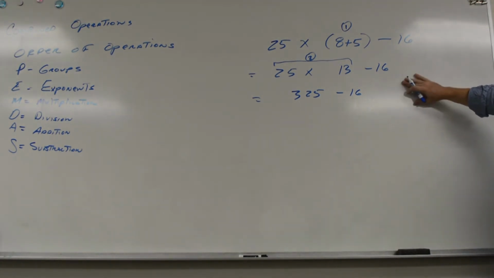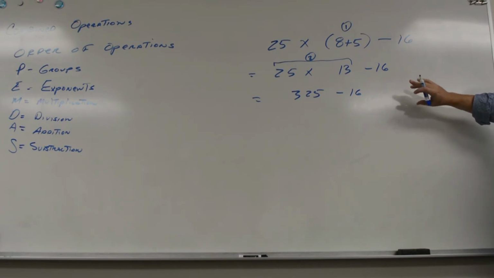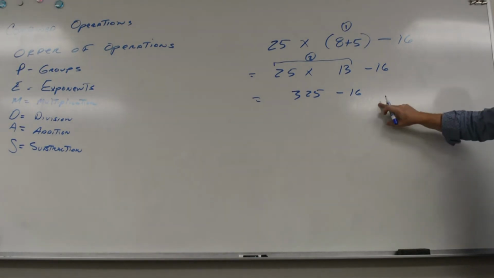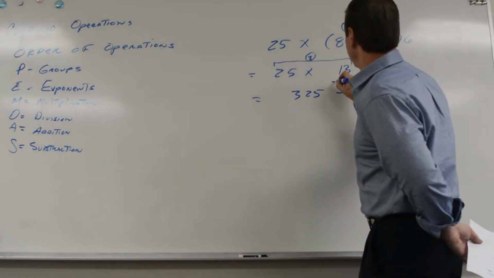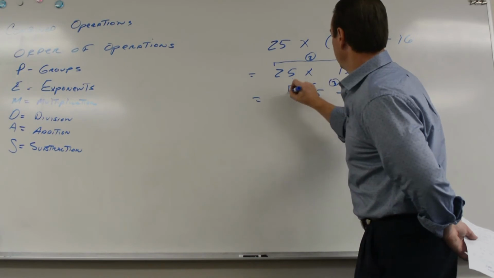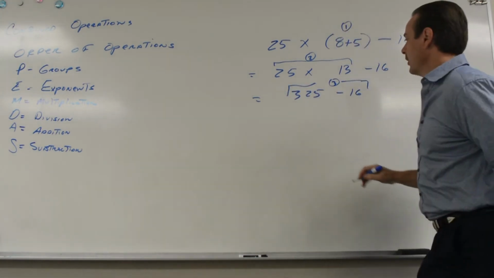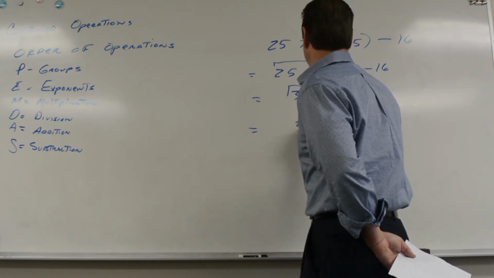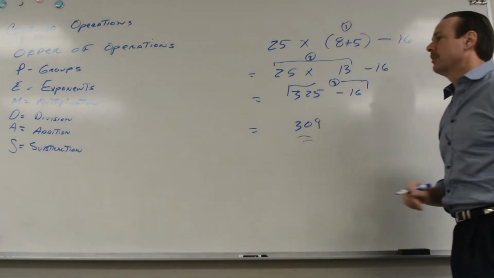Okay, we did the multiplication. Any division? No. Is there any addition? No. Is there any subtraction? Yes. All right, here's our last step right here. We're going to subtract this away and we're going to get what? 309. There's our final answer.